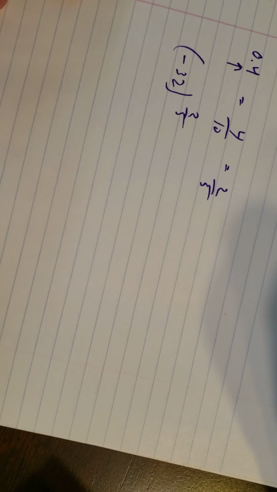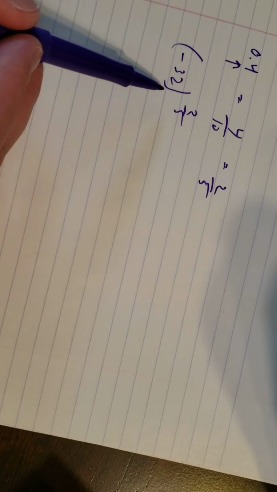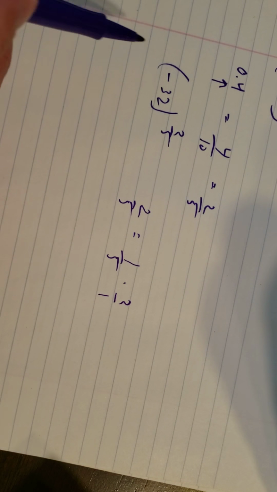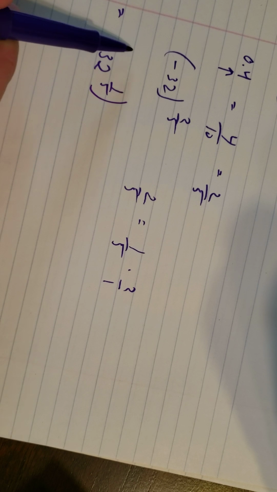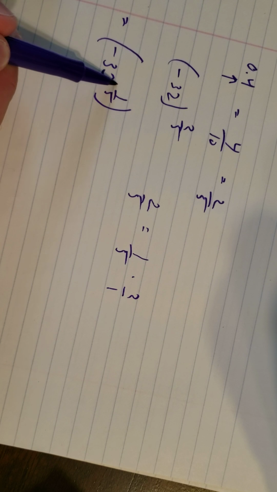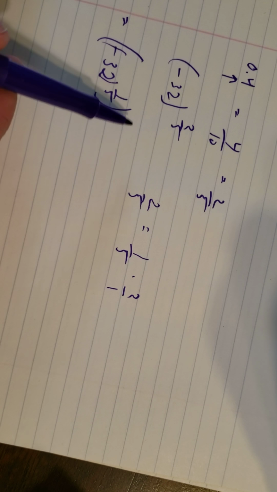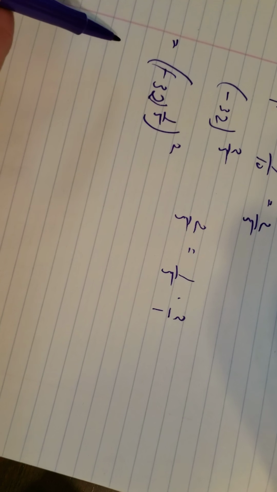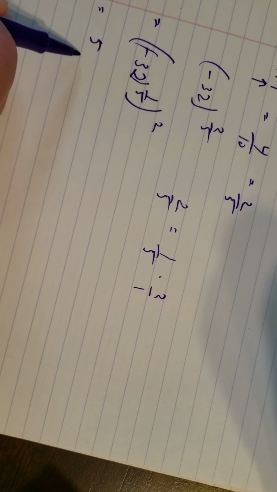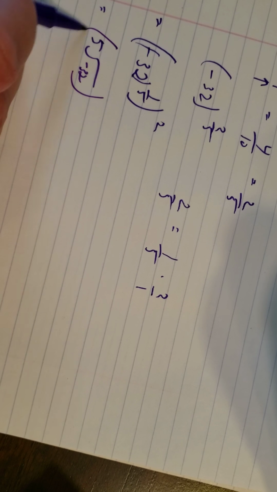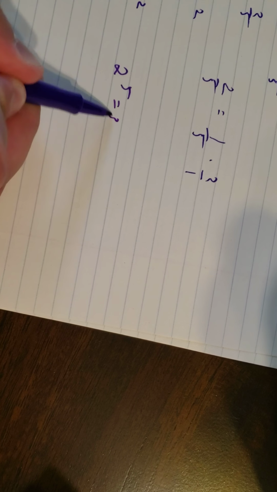Well, now I can split this apart again, because 2 over 5 can be written as 1 over 5 times 2 over 1. So this can be written as negative 32 to the 1 over 5, I guess I should technically put the bracket around there, to the 2. So in this case, negative 32 to the 1 over 5 is really just the 5th root of negative 32, squared. Well, one thing that we should keep in mind is that 2 to the 5 is equal to 32.